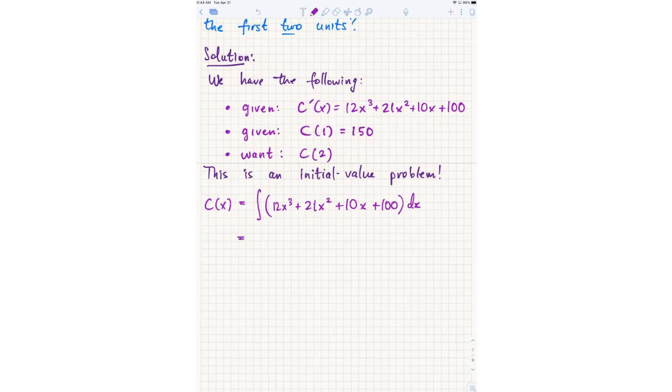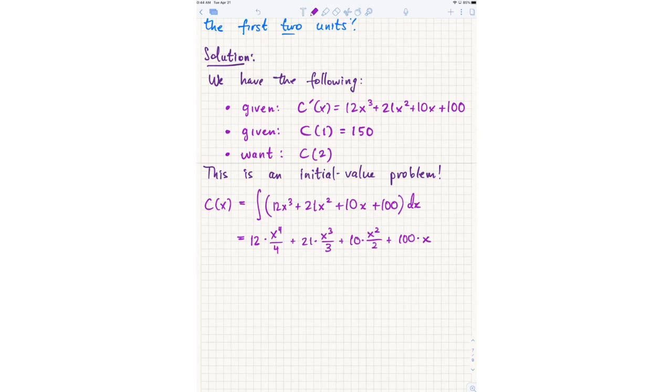All right, so now we take the antiderivative of each term separately. So keep in mind how we actually do that, right? The 12 comes along for the ride, and then we get x to the 4 over 4. Plus 21, x cubed over 3. Plus 10, x squared over 2. Then plus 100, we can say x.